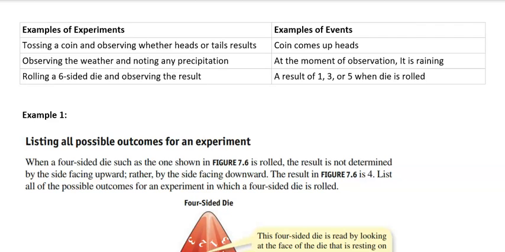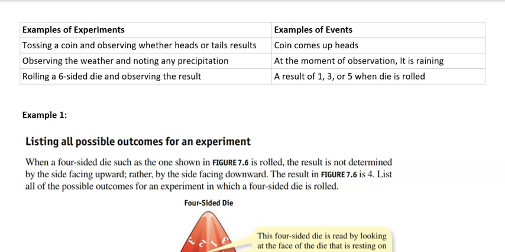Examples of experiments with die could be rolling a 6-sided die and observing the result. You can also have a 4-sided die or a 12-sided die. And an example of an event would be a result of 1, 3, or 5 when the die is rolled. It could be a result of even numbers when the die is rolled, that kind of thing.